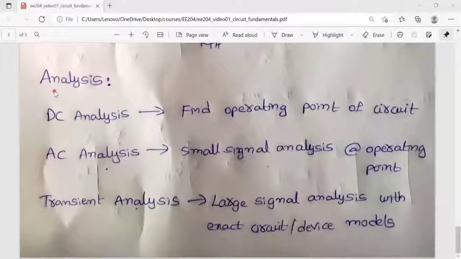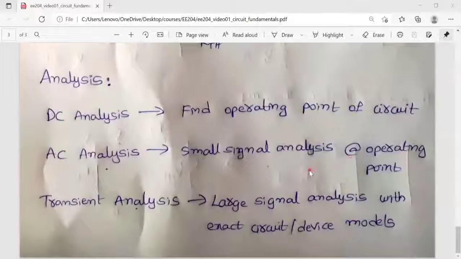Now we are going to discuss analysis. In the coming classes, we are going to discuss diodes, BJTs, and MOSFETs. We will do two types of analysis. One is DC analysis, finding the operating point of a circuit, where we deal only with the DC values of voltage and current. And the other is AC analysis, small signal analysis.